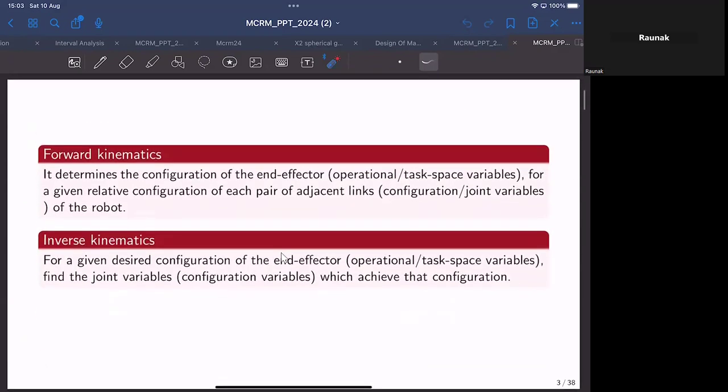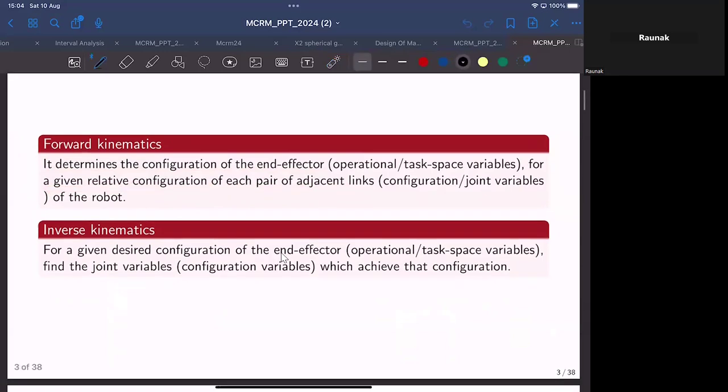We have already seen the definitions of forward kinematics and inverse kinematics during the previous weeks. Starting from week 1 all the way to week 2, in the previous 2 weeks we have already seen what forward kinematics is and what inverse kinematics is. Nevertheless, since it is one of the most fundamental topics of robotic manipulators, we'll still cover these topics in detail. So what forward kinematics says is that it determines the configuration of the end effector for a given relative configuration of each pair of adjacent links, right?